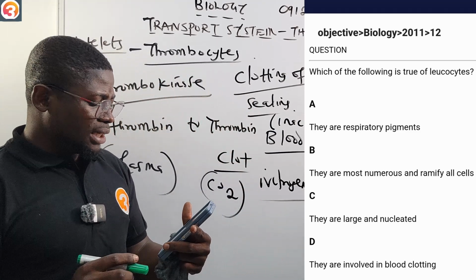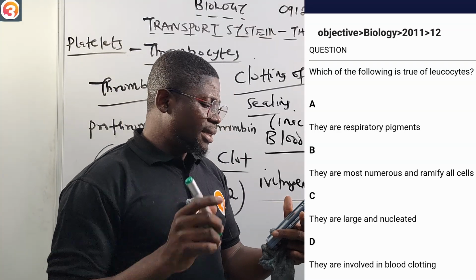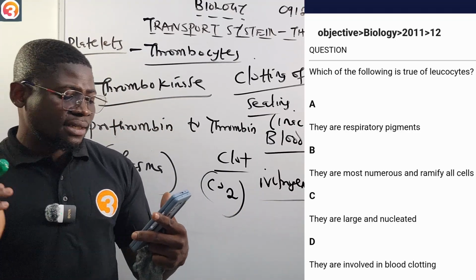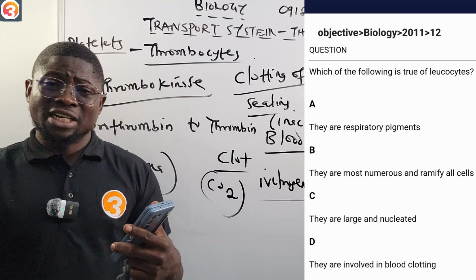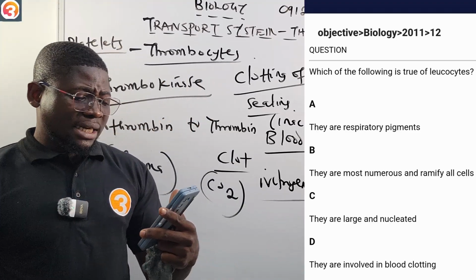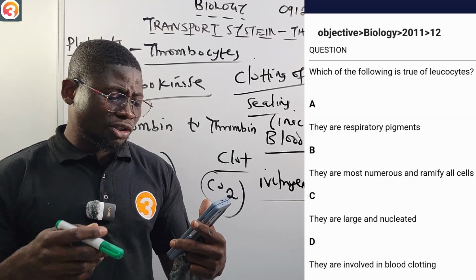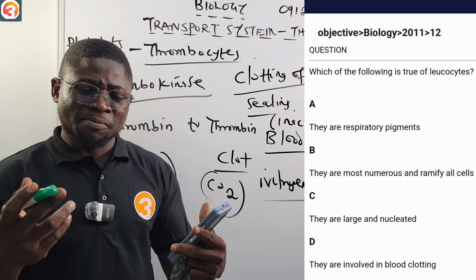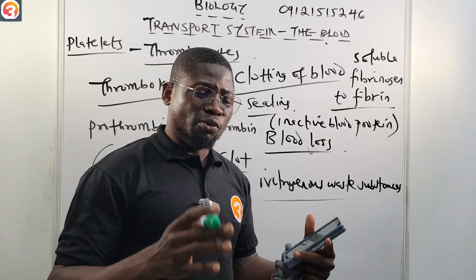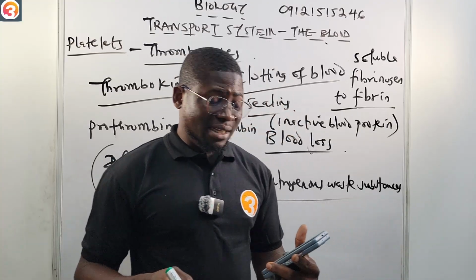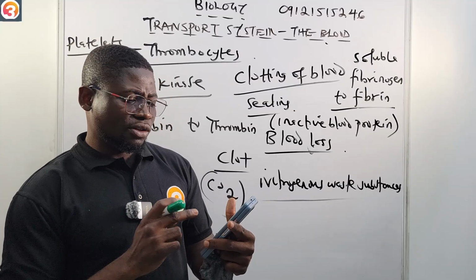So now they say A, they are respiratory pigments, 2011 number 12. B says they are most numerous and ramify all cells. C says they are large and nucleated. D says they are involved in blood clotting. They are not involved in blood clotting. They are not respiratory pigments. They are not most numerous and ramify all cells. They are large and nucleated. Yes, that is the correct answer. They have a nucleus and they are large, larger than the red blood cells in the body. So please take note of that. The correct answer there is option C.